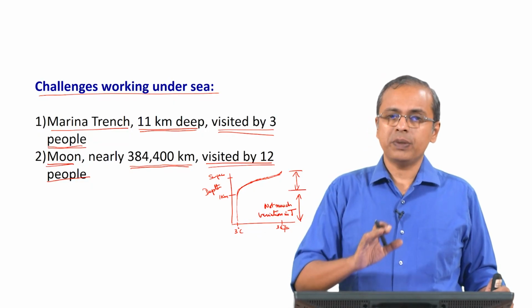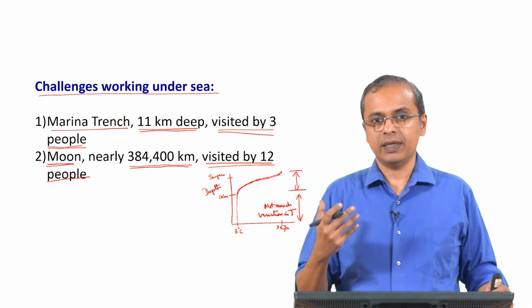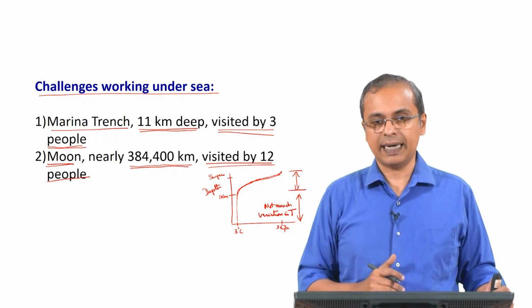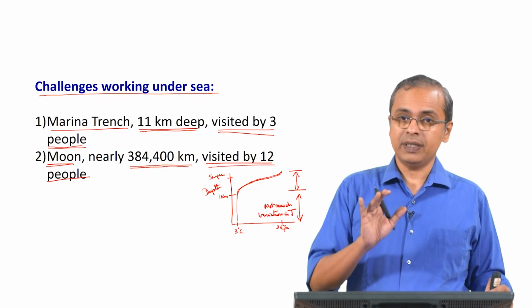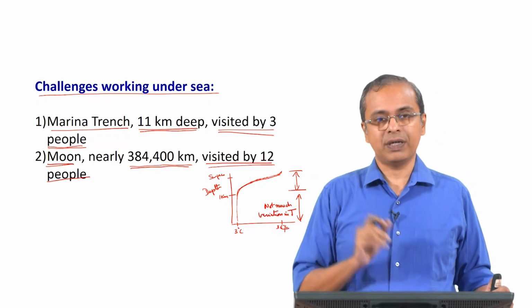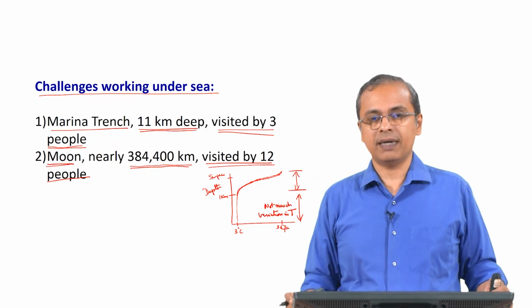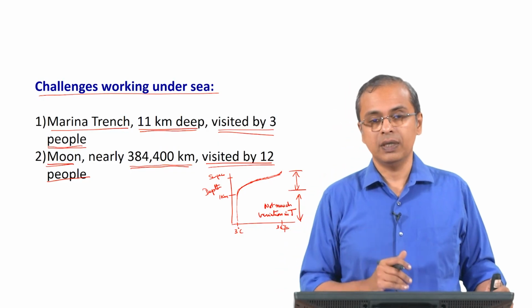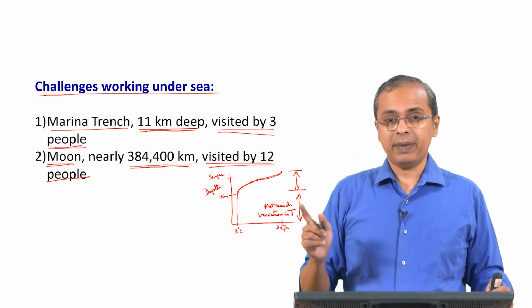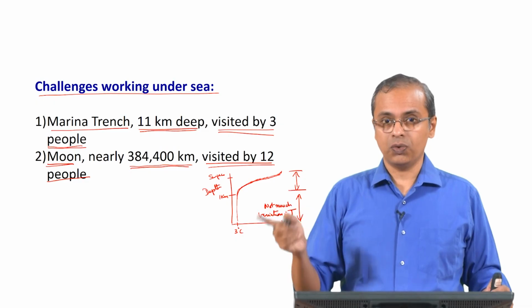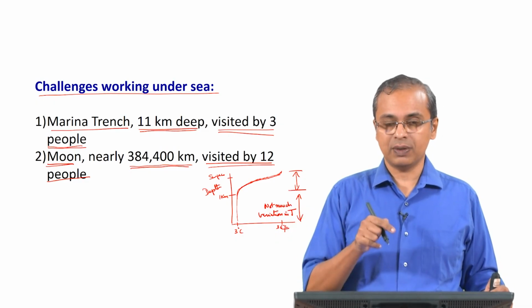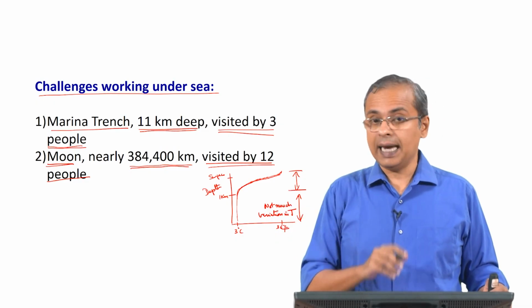So 11 kilometers is not at all a significant distance in the context of human activities. In that context, 384,000 kilometers is a significant distance. It will take you forever to travel this distance. Still, 12 people managed to reach the moon, step out, walk around, and do various activities. Only 3 people managed to reach the bottom of the Mariana Trench, and nobody stepped out.